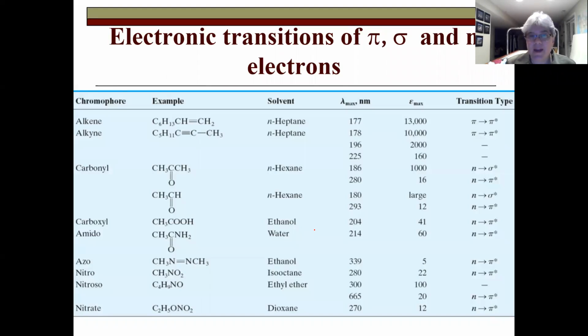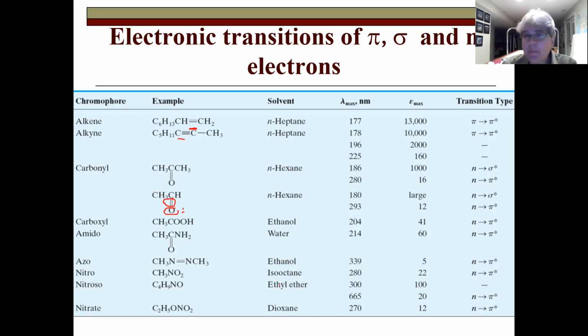This table is in your book, and it shows you some typical values for a few transitions. Notice the alkene, the carbon double bond, usually is around 177 nanometers. That's a pi to pi star transition. The triple bond, pi to pi star, is at 178 nanometers, so kind of low UV. Most of the rest of these are N to pi star, so they're things that have a double bond and then something with those lone pairs of electrons. And they give you approximate wavelengths for those.